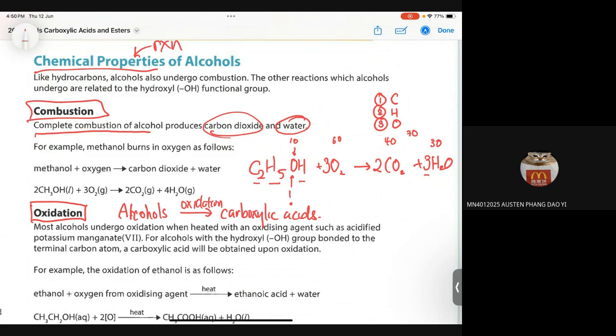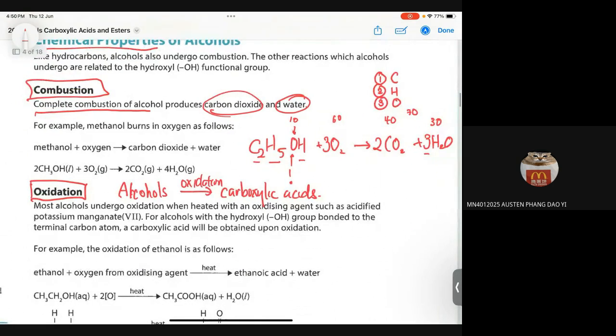So how exactly to do this oxidation? You will typically heat it with an oxidizing agent. The one that we have in the lab that you will frequently see in your test and exam papers is your acidified potassium manganate 7, KMnO4.